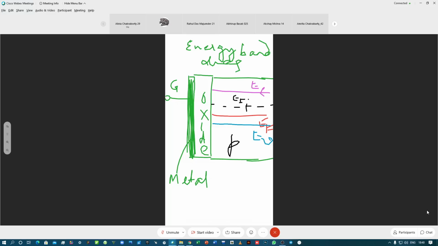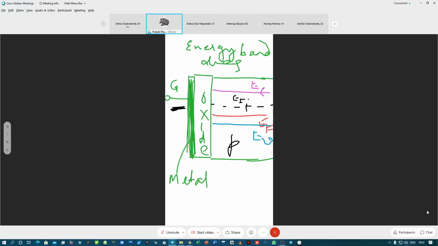The valence band would be closer to the extrinsic Fermi energy level. The conduction band would be lying away from the extrinsic Fermi level, and the intrinsic Fermi level would be midway between the conduction band and the valence band. Okay, so that is drawn as EFI. Fine. Now, when you apply a negative charge, what happens?